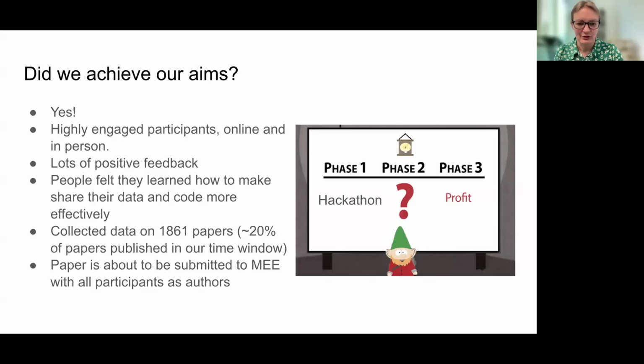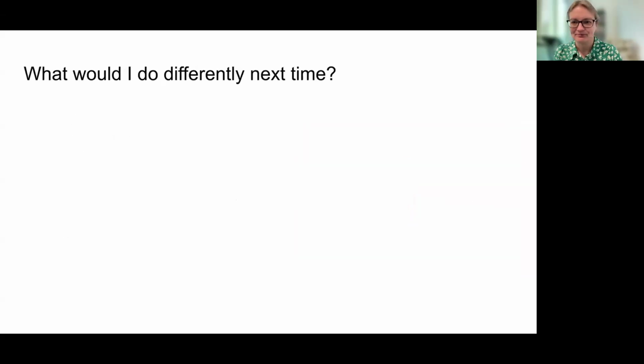We ended up collecting data on about 20% of the papers that were published within that time window, which is huge. The people from Salty were saying the most they've ever managed to process, and usually over a longer period with a more expert set of assessors, has been about 500 papers. So this is a really big chunk to have some analyses on. And like I said, we're about to submit the paper.